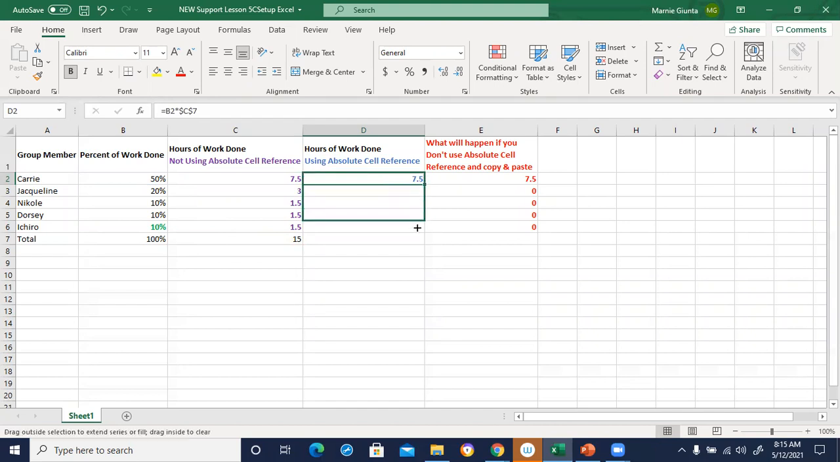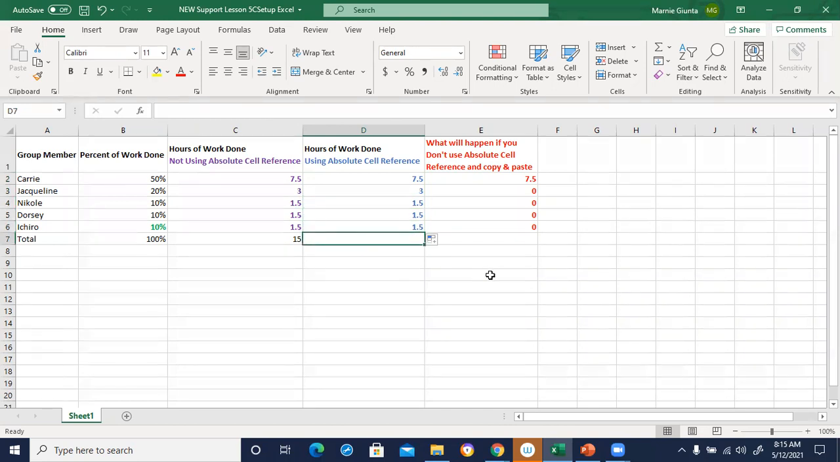Now here, when I copy and paste, notice that my values are correct, because once you do this $, this absolute cell reference, it's going to hold that number. This one is still going to go to B3 because I didn't do any absolute cell reference. It's going to say, oh, I'm at B2, when I go down a row, I'm going to be at B3. However, I'm going to hold my C7 because I did an absolute cell reference. On the next row, I'm going to go to B4, and then I'm going to hold the C7, and so on and so forth.